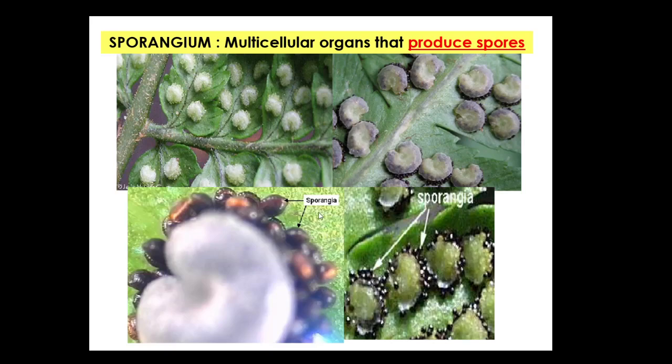So this is an example of what the sporangium looks like. Okay, so these are sporangium under pteridophytes. Okay, these are multicellular organs that will produce spores. Dia nampak berbiji-biji macam ni di bawah daun, bahagian bawah daun. So these are the sporangia. Singular sporangium, plural sporangia.